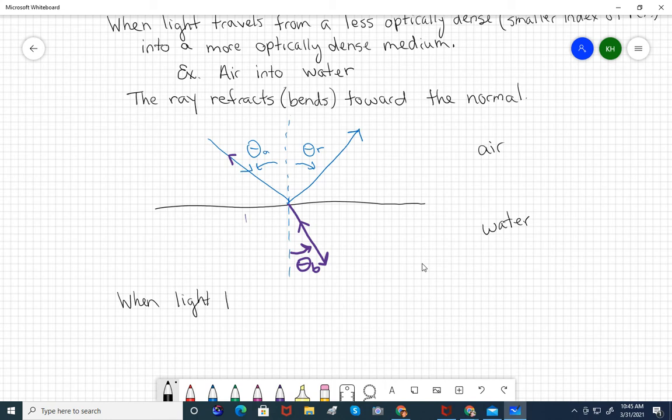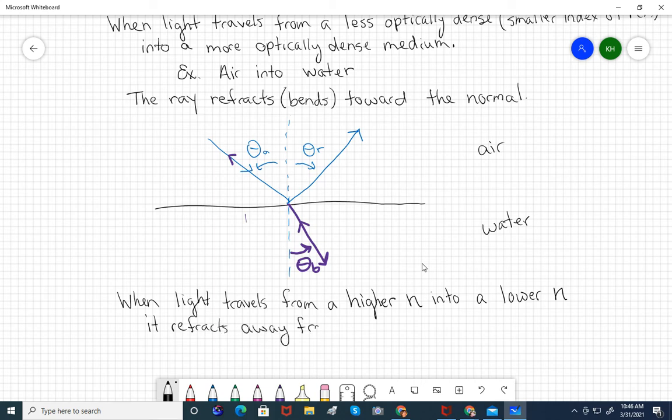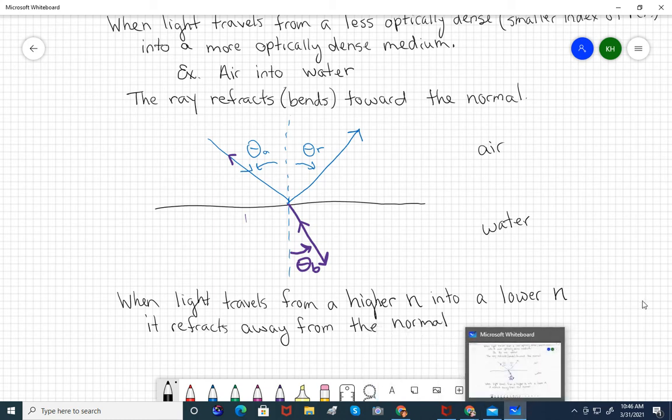when light travels from a higher n, that's the more dense, slower material, into a lower n, it refracts away from the normal. I can illustrate that with the same picture almost.